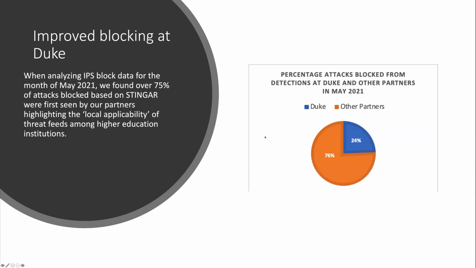So this slide is a case study that we did in May this year to measure how Duke is benefiting from the data collected from Stinger. When we looked at all our blog data from our IPS, we saw that around 75% of the attacks that were blocked based on Stinger were seen first by other partners. So other partners saw an attack first, shared that data with Duke. Duke saw the same IP addresses and was able to block before they could hit our network. So this graph really highlights the local applicability of threat feeds among higher education institutions.